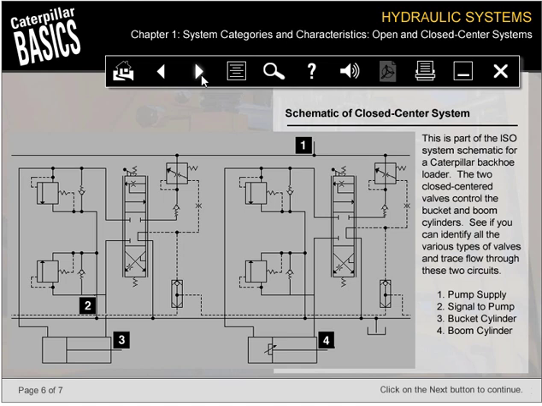This is part of the ISO system schematic for a Caterpillar backhoe loader. The 2 closed-center valves control the bucket and boom cylinders. See if you can identify all the various types of valves and trace flow through these 2 circuits. On this illustration, number 1 indicates pump supply, 2 identifies the signal to the pump, the bucket cylinder is shown by the number 3, and number 4 is the location of the boom cylinder.